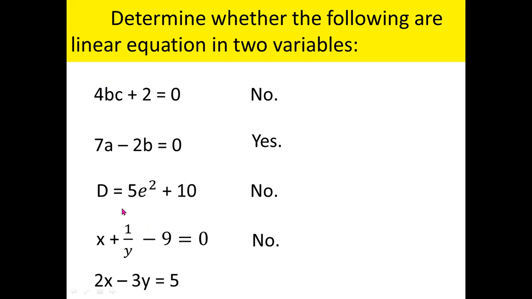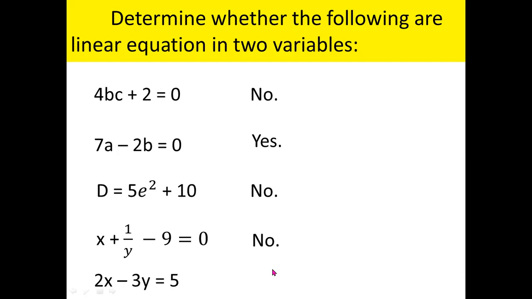What about this last example? Who just came in? All right, Akira. Akira, is that a yes or a no? 2x minus 3y equals 5. Akira, where are you? All right. Is that yes or no?